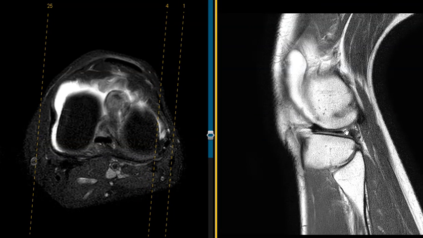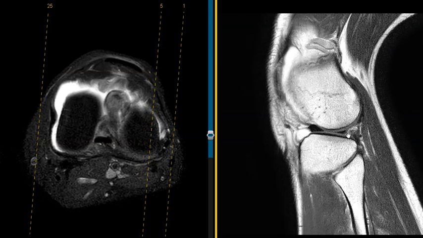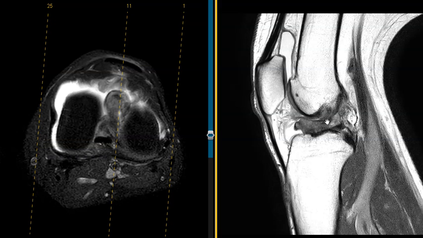So the patient has a longitudinal tear in the posterior horn of the meniscus, and this big glob, arthrofibrosis, associated with a partial tear of the anterior cruciate ligament, and also there's some fluid here in the front of the knee.